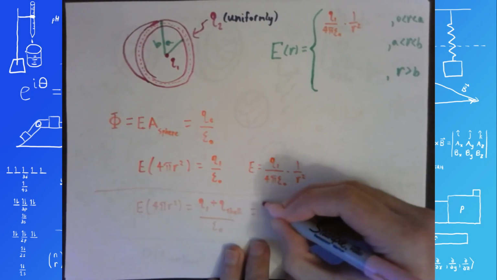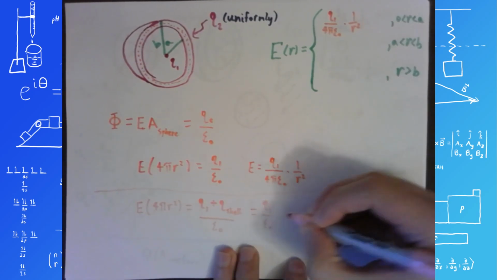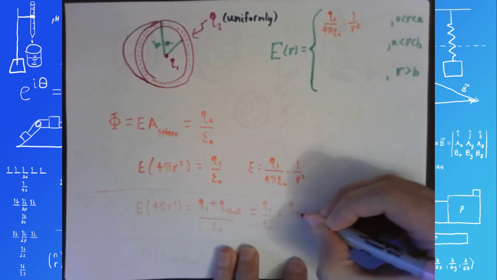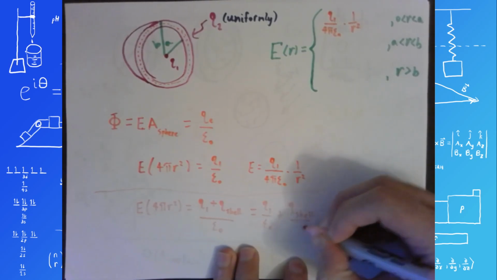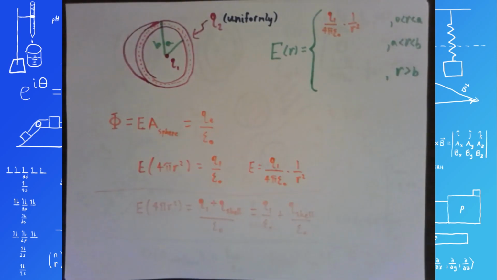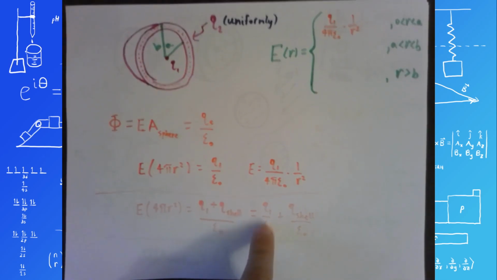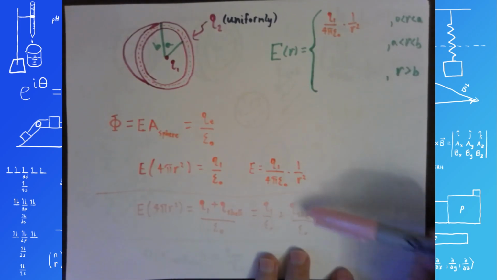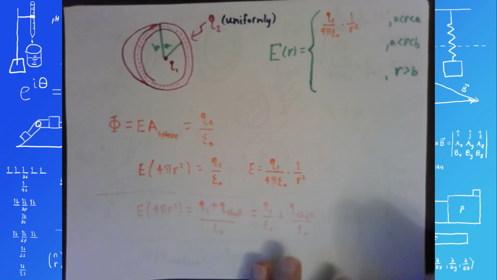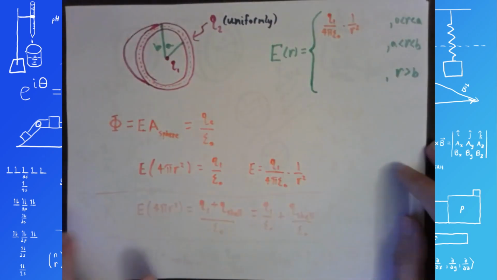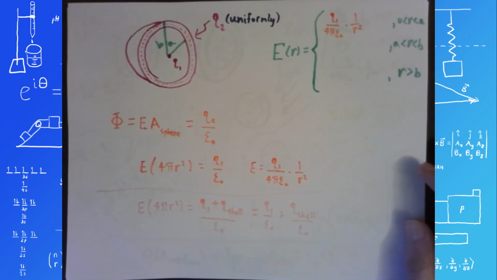And that will give us the opportunity to take this part out of our mind for a second while we really try to focus on how much charge is inside the Gaussian sphere of radius between A and B. How much charge is actually in there, expressed in terms of Q2.